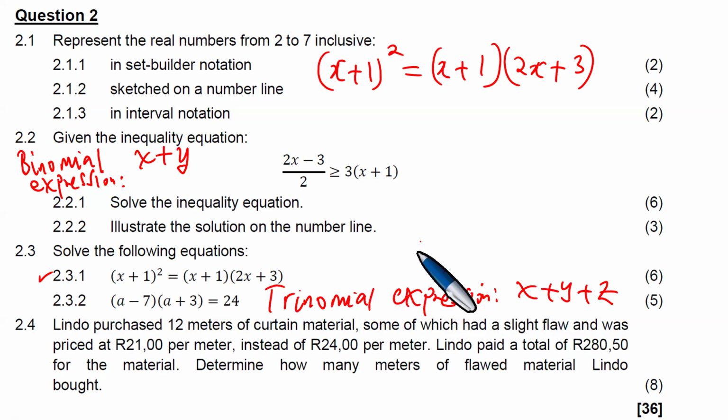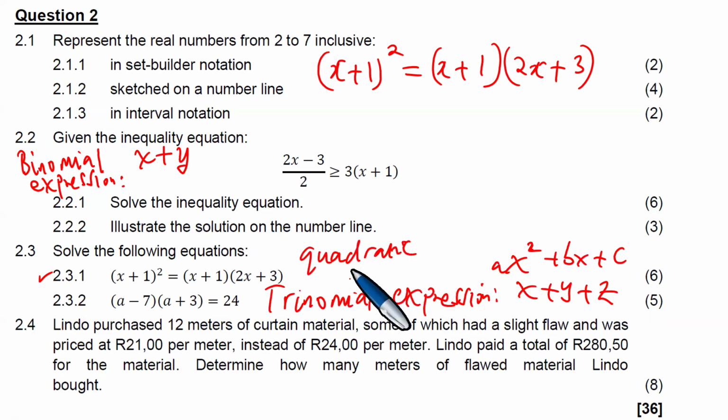Popular trinomials are in standard form, ax squared plus bx plus c. It's called the standard form, and this one here is a quadratic trinomial. Okay, let's come back to this. We need to solve this one. The students were given this one in January and they jostled with it. Let's look at this. How do you solve this? Now, there are many ways to solve this one.